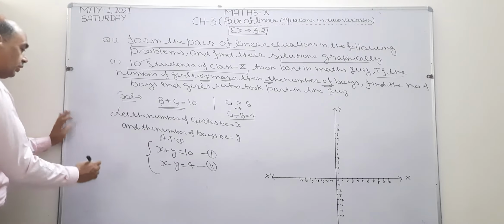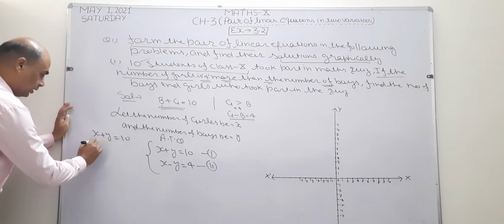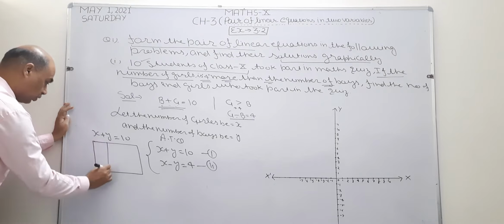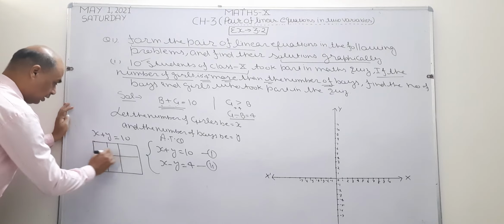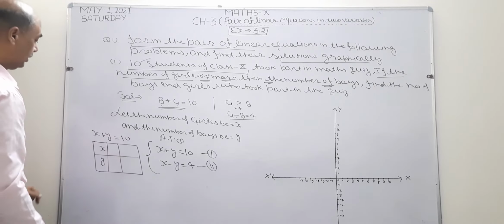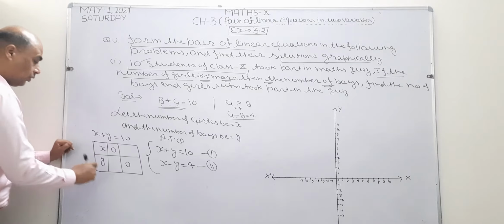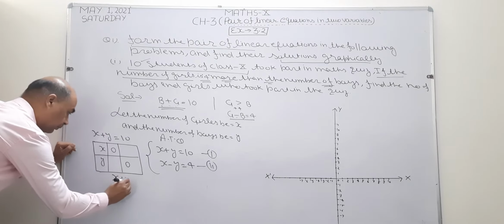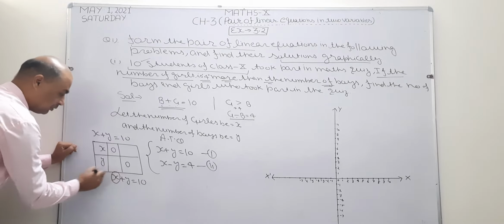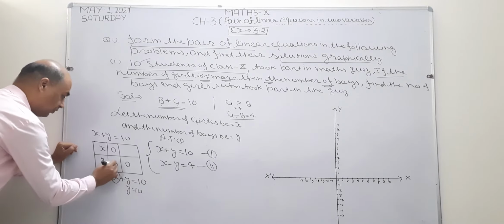Now see, I am going to construct the table of the first equation. I am going to tell you a simple method to construct a table for any pair of linear equations graphically. Now see, I take x, 0 and diagonally y, 0. Now I am going to write this equation again. First time I take x equal to 0, this x becomes 0. Now what is left? Y equal to 10. It means y becomes 10. I write here y equal to 10.